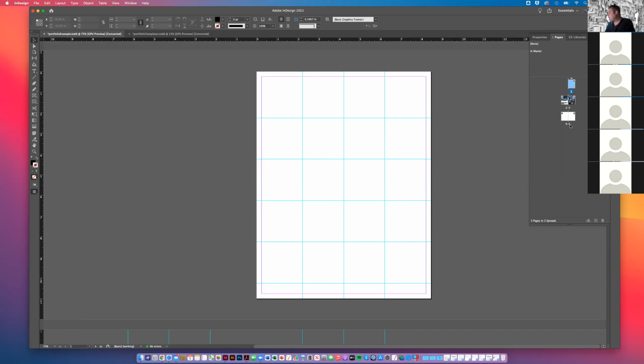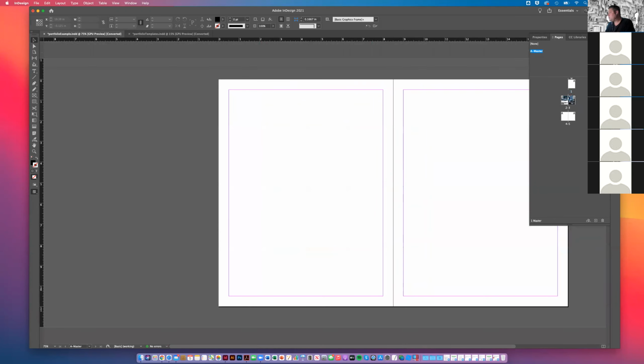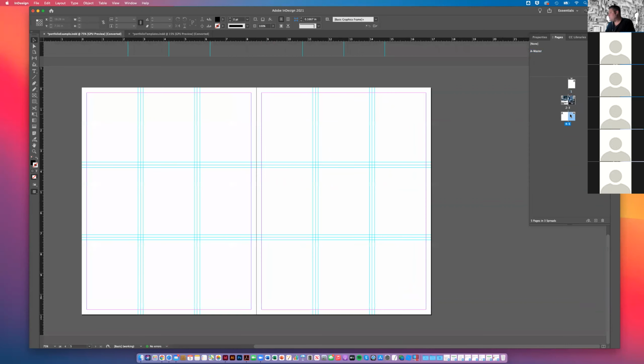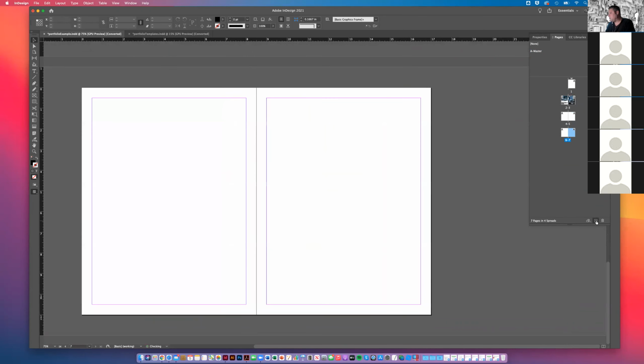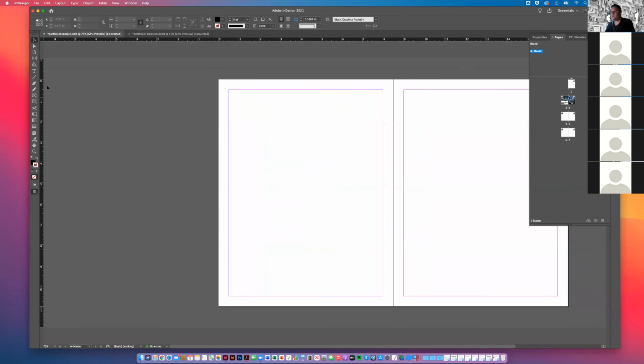So in the master, I can do something like this. Here, watch. I'll add a couple of pages here. And in the master, what I'll do is click and drag from the ruler and start to make some guides here. Let's say in 2-inch increments or something like that. I'm not being too careful here. I should be, but I'm not. So I'll do it here at 8 or whatever.